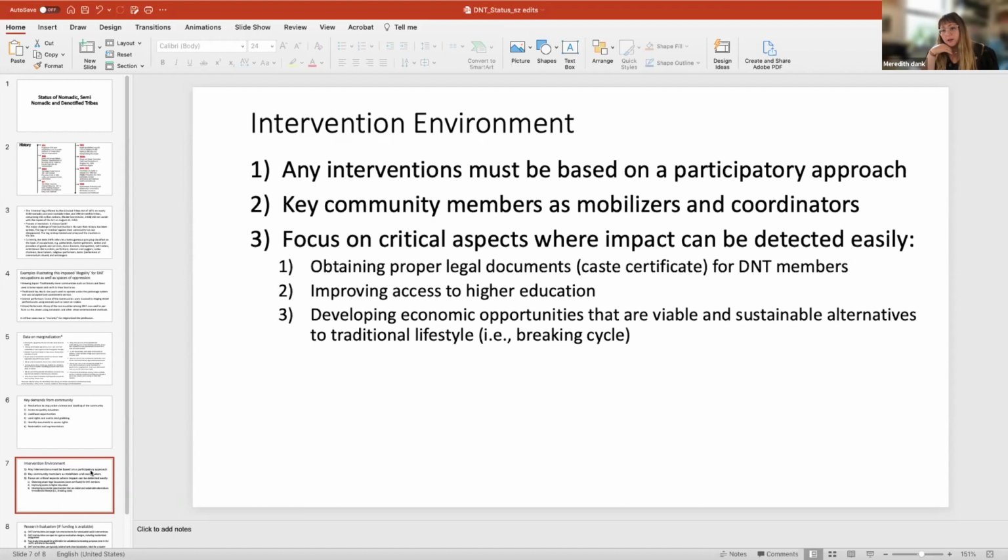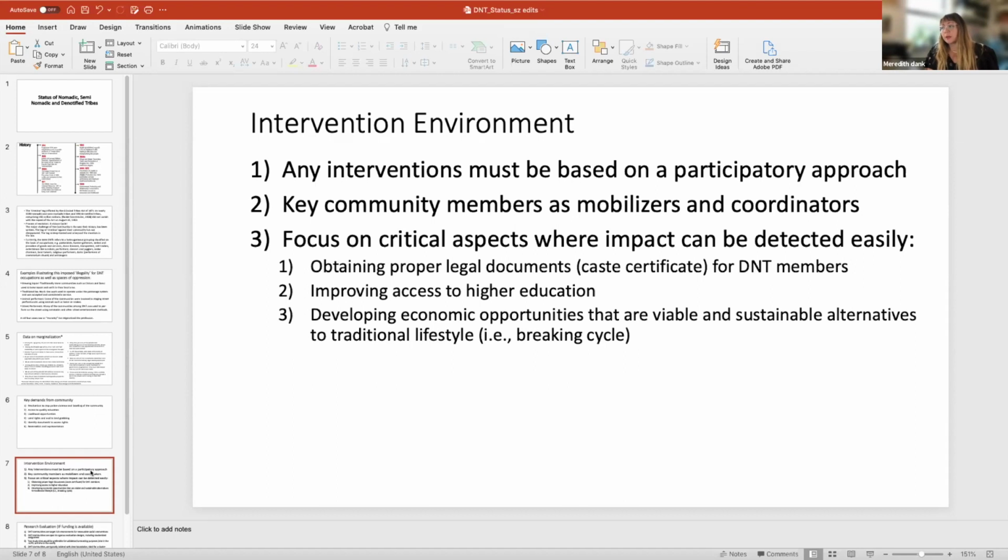Improving access to higher education. So there are currently some pathways, but there are a lot of challenges to individuals getting access to that higher education. A lot of the colleges and universities are located far away from where D&T communities reside. So transportation issues are a huge piece to this, but then making sure that they have the proper funding and whatnot to stay in school is incredibly important.